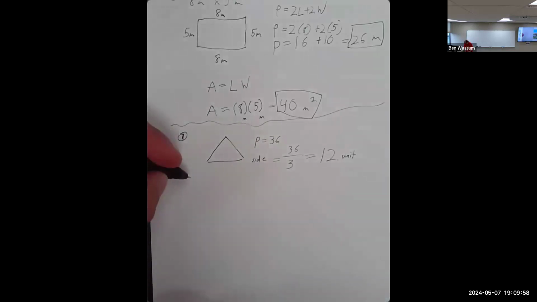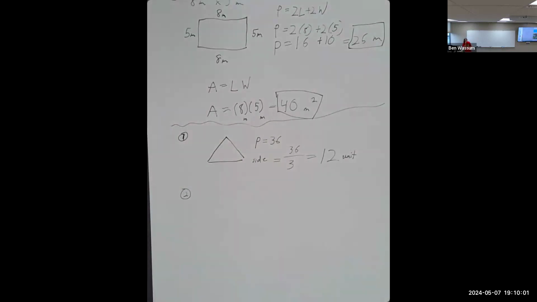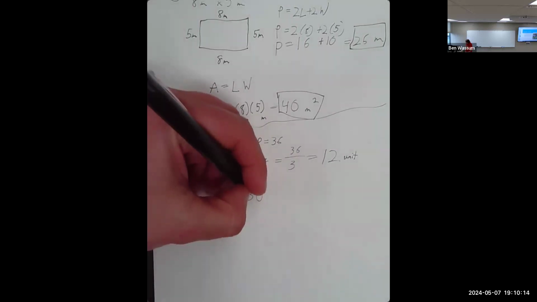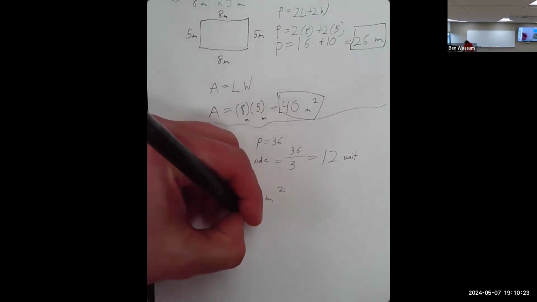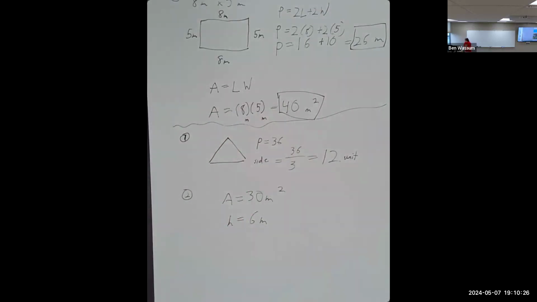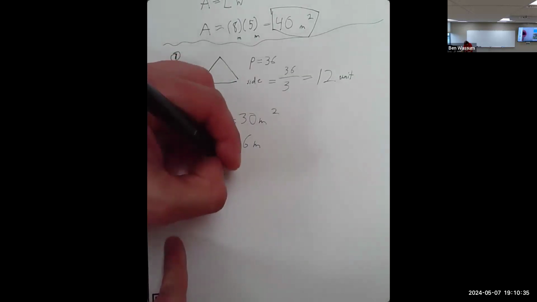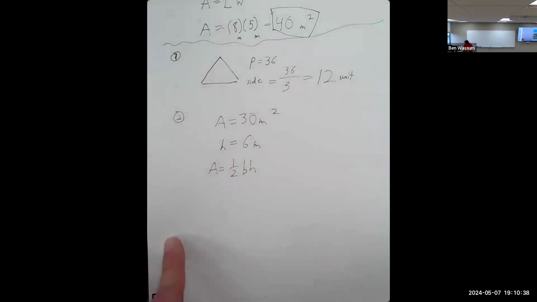Okay, let's see if number 2 actually works, or if I just threw numbers at it and made an impossible triangle. It says the area of a right triangle is 30 meters squared. Its height is 6 meters, and find the base. So the formula for the area of a triangle is 1/2 the base times the height, 1/2 BH.